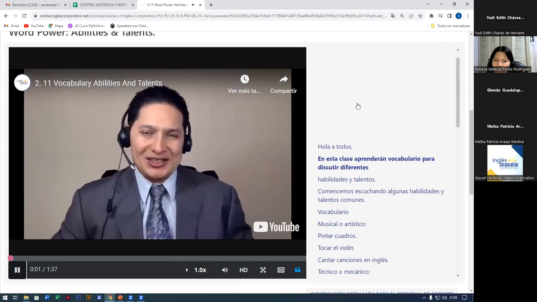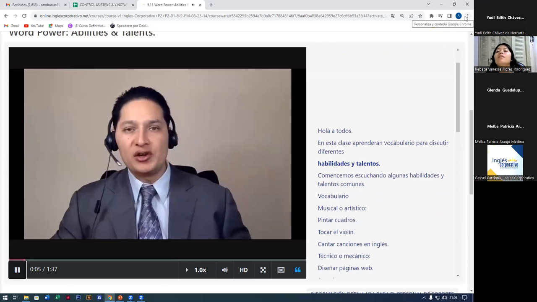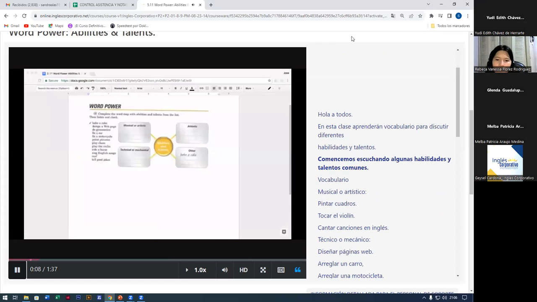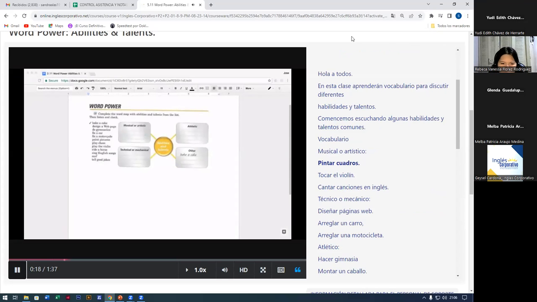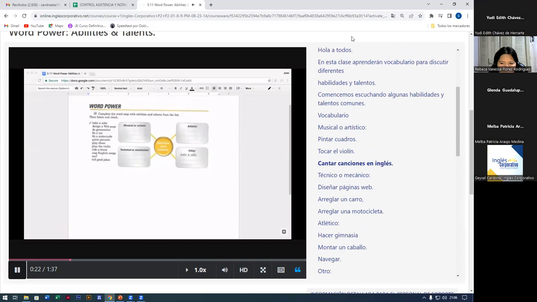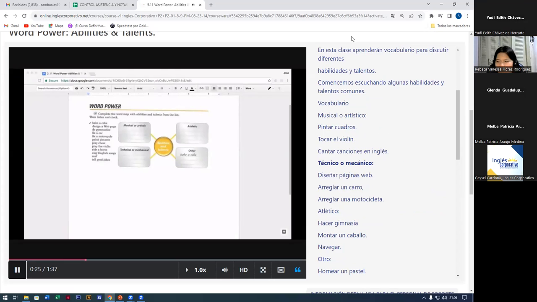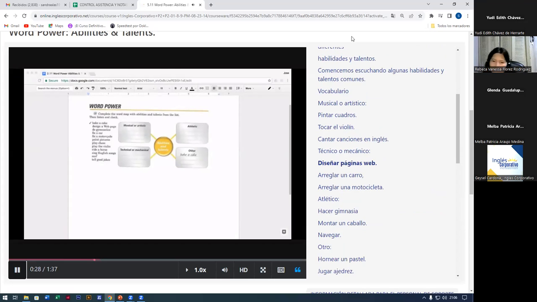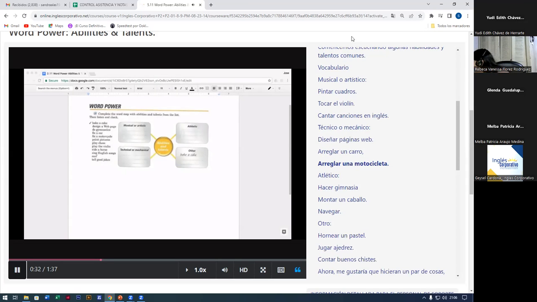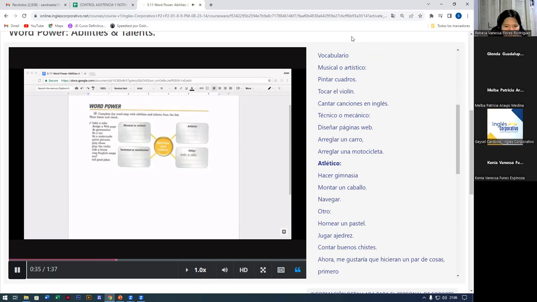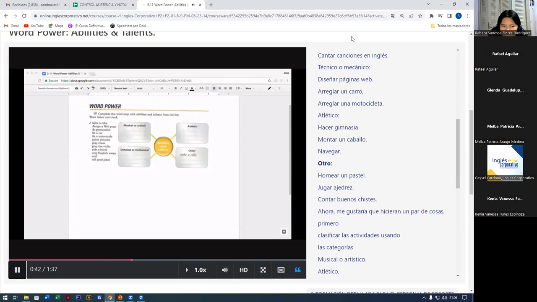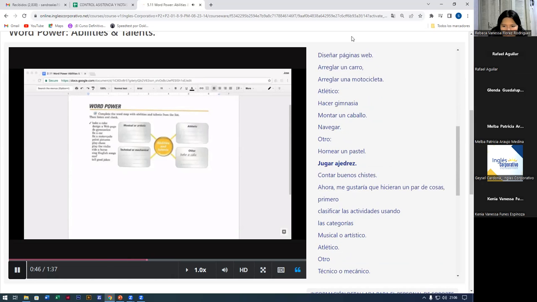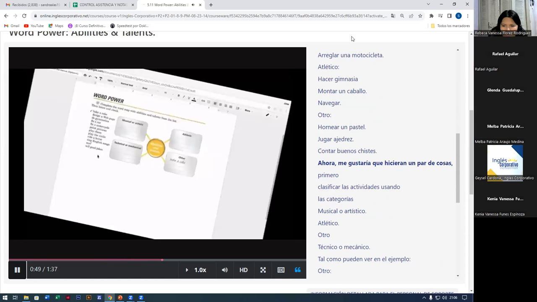Hi everyone. In this class you'll learn vocabulary for discussing different abilities and talents. Let's get started by listening to some common abilities and talents. Word power. Musical or artistic: paint pictures, play the violin, sing English songs. Technical or mechanical: design a web page, fix a car, fix a motorcycle. Athletic: do gymnastics, ride a horse, surf. Other: bake a cake, play chess, tell good jokes.